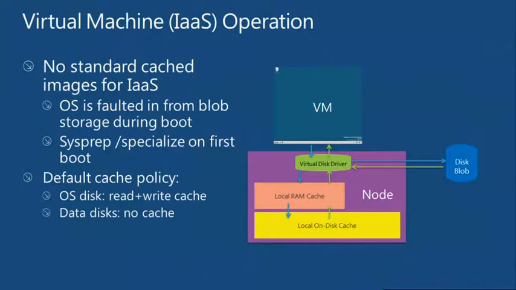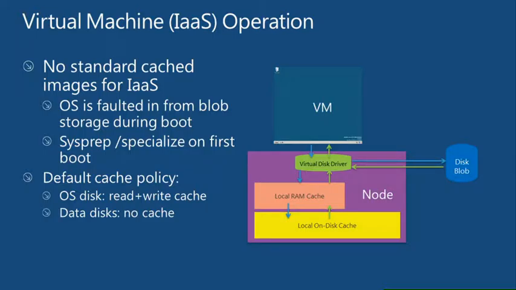We introduced virtual machines. These operate a little bit differently, and they have to because it's a completely different disk architecture underneath. So one thing, there are no standard cached images. There can't be for IaaS VMs because each VM has its own unique personality. It's not like we can have a base OS. And the OSs then are off of OS disks and faulted in using a virtual disk driver sitting in the host, off of blob storage. Blob storage has a fixed VHD format for these VHDs.